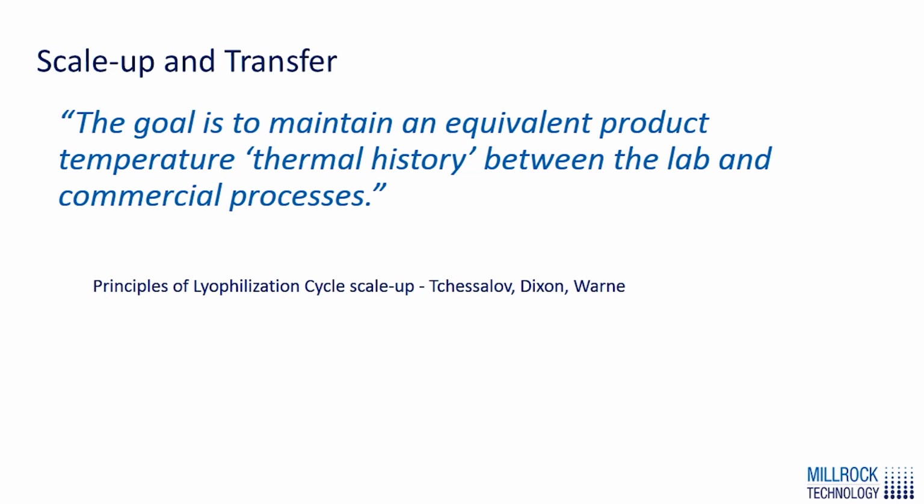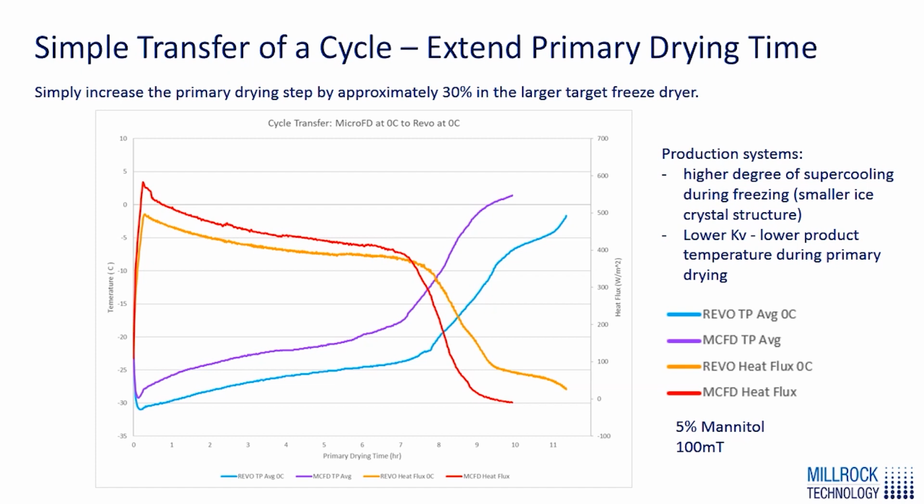Okay, so now that we've looked at how to develop an optimized cycle, we want to look at how we can take a cycle and transfer it to a next size unit. So if we're going from lab to pilot or pilot to production, the theory is essentially the same. The goal when we're transferring is to maintain an equivalent product temperature thermal history between the lab and commercial processes. One standard safe way of transferring a cycle is to maintain the same settings we used on our smaller scale unit, and then extend primary drying time.